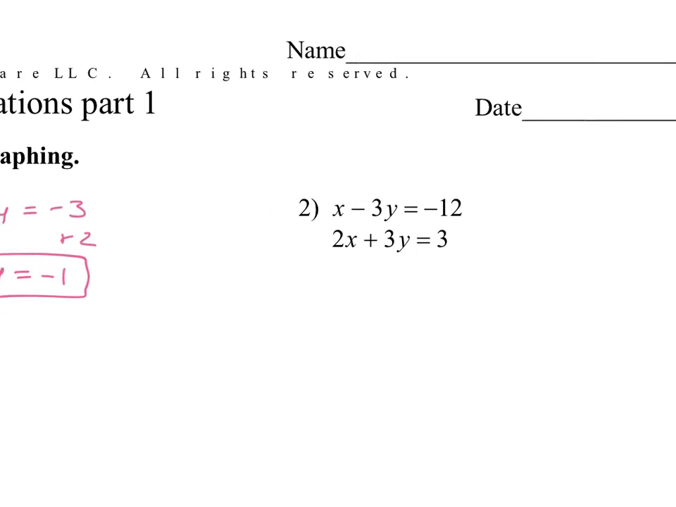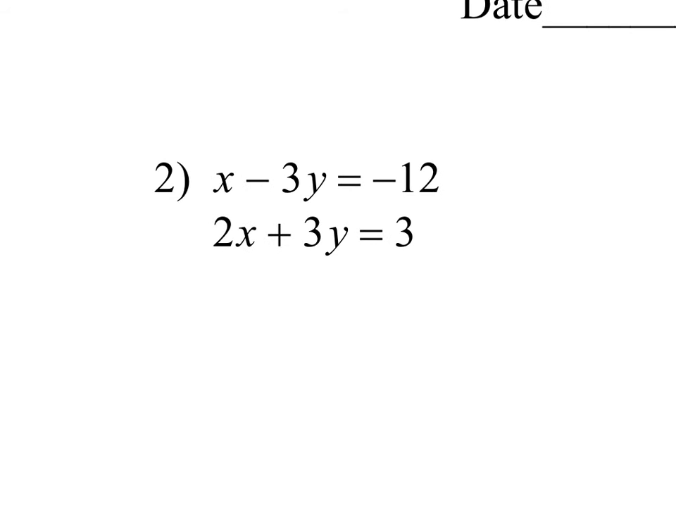Okay, let's take a look at number 2. So here we can already start. We see that we have a negative 3y and a positive 3y, so we can just start by combining the 2. So when combining our equations, we add everything together. So x plus 2x is 3x. Our y's cancel out. And then we have negative 12 plus 3, which is negative 9.